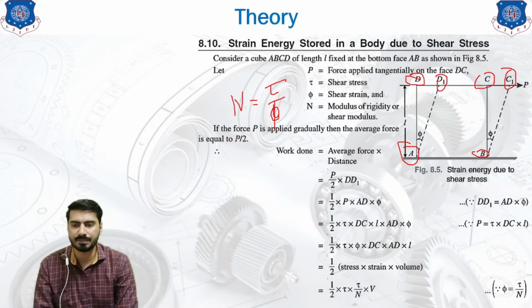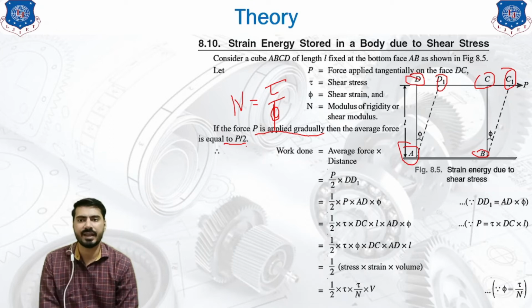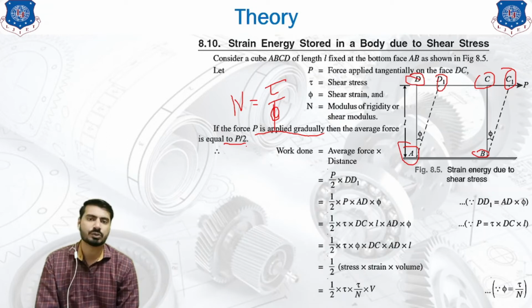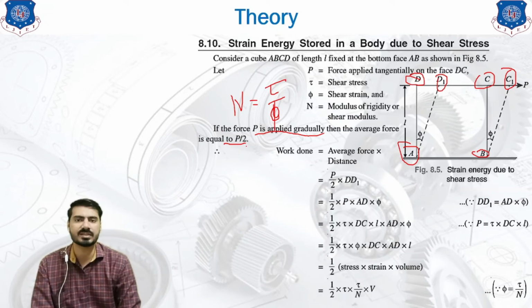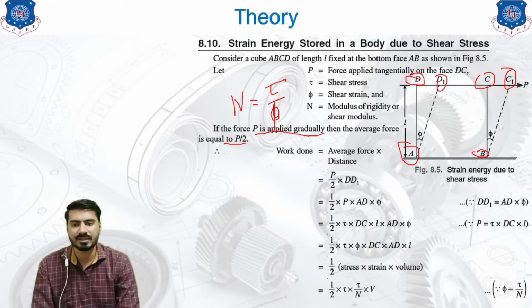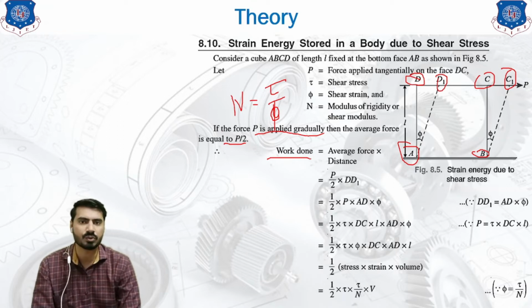Now if the force P is applied gradually, then the average force would be P by 2, because initially there would be zero force applied in the first second, and then the force will increase up to the maximum value P. So the average value is 0 plus P divided by 2, which is P by 2. Now, what is the work done? In this entire chapter we have seen that strain energy can be calculated by comparing it with the work done, so work done is our first agenda here.